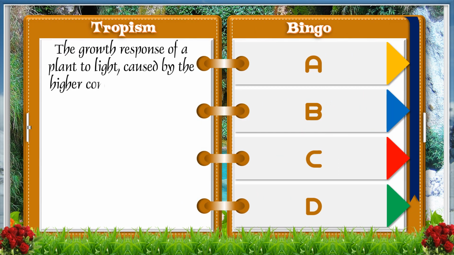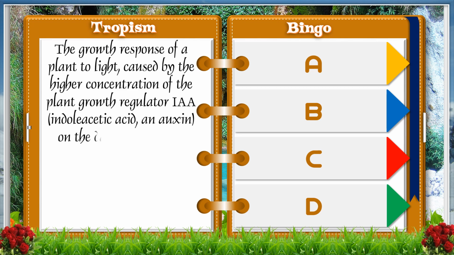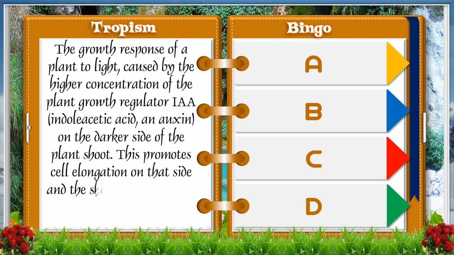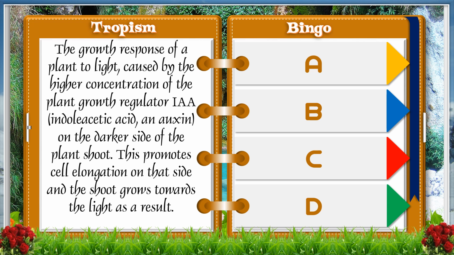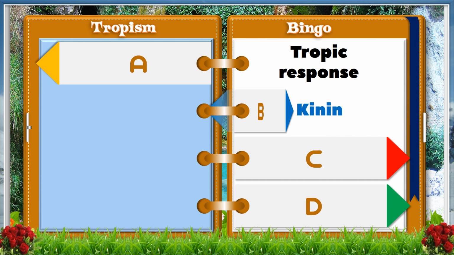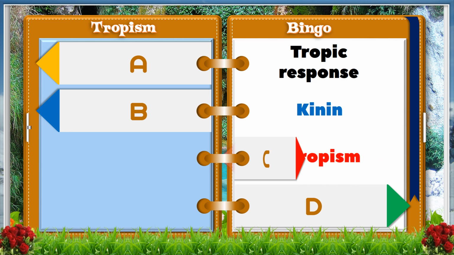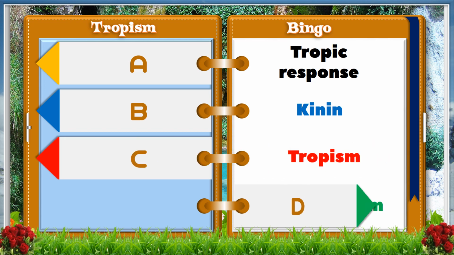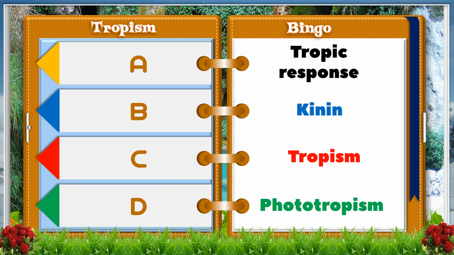The growth response of a plant to light caused by the higher concentration of plant growth regulator, indole acetic acid, an auxin, on the dark side of the plant shoot. This promotes cell elongation on the side, and the shoot grows towards the light as a result. A. Tropic response. B. Kinin. C. Tropism. D. Phototropism. And the answer is D. Phototropism.